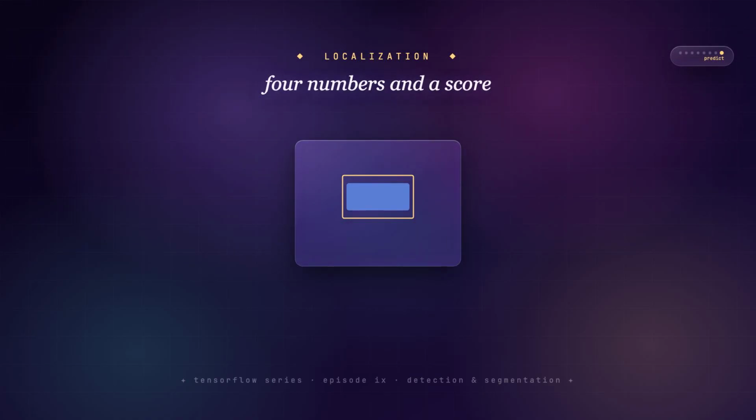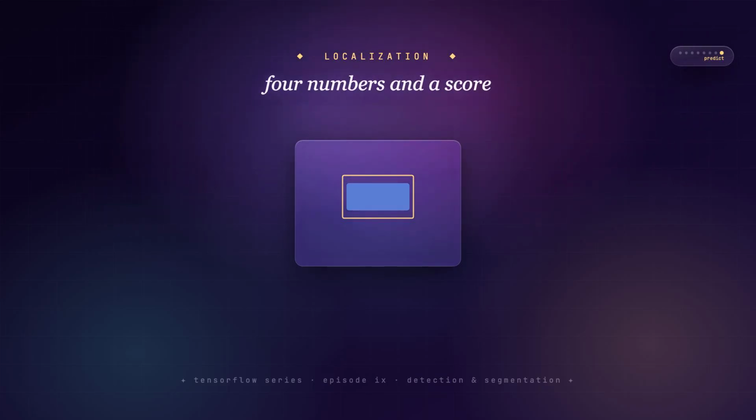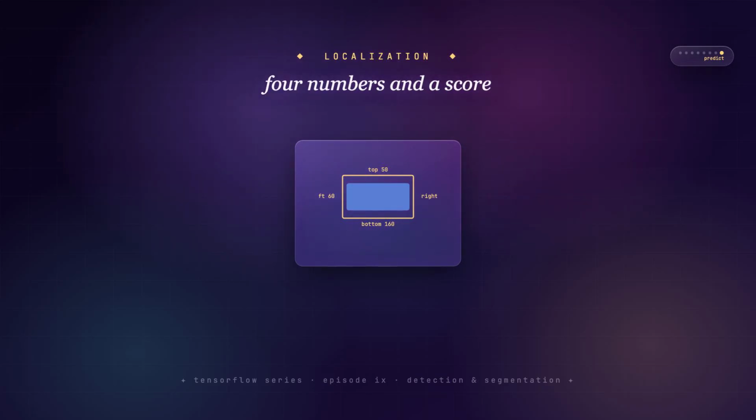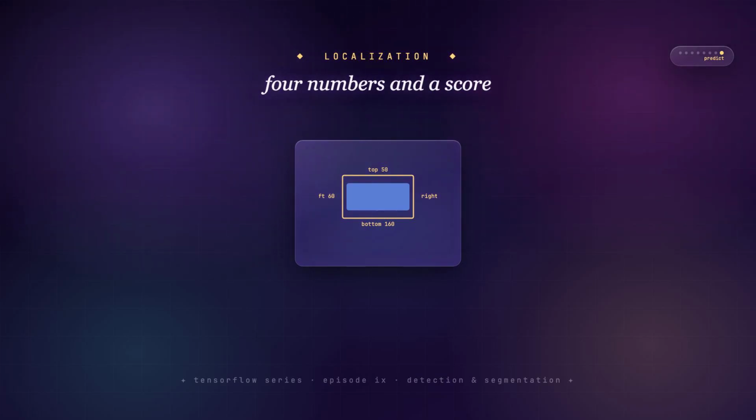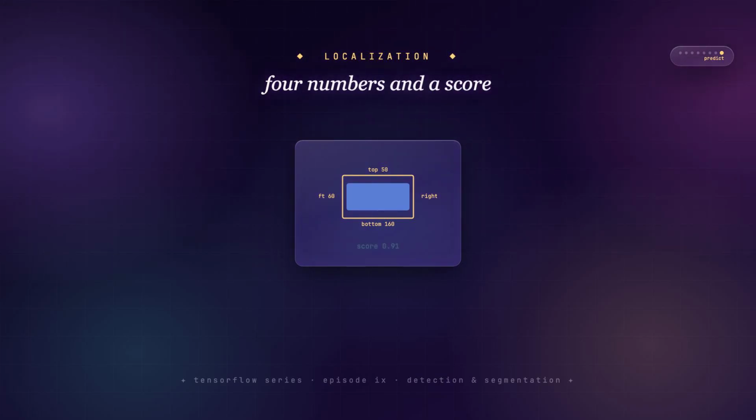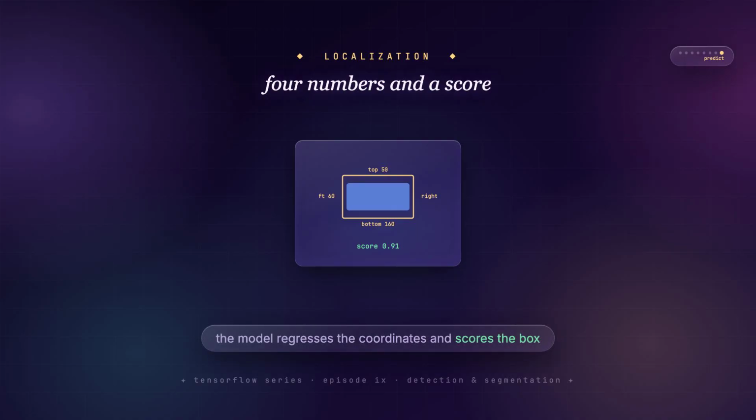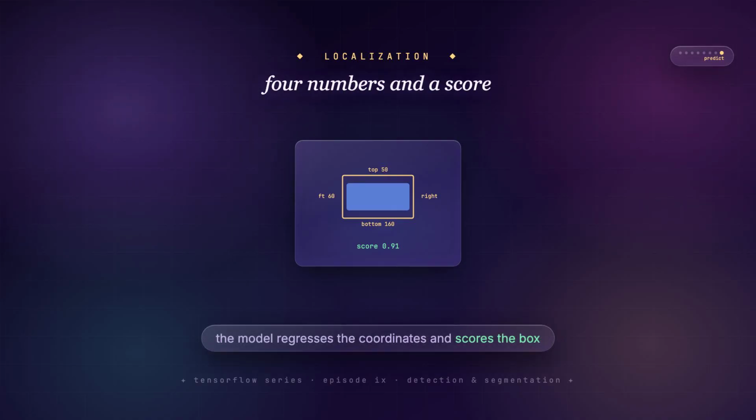And where is surprisingly simple to write down. A box is 4 numbers, top, left, bottom, right, or a center and a width and a height. The model doesn't draw a rectangle. It predicts 4 numbers and we draw the rectangle. It regresses the coordinates and alongside them scores how confident it is that something's really there.